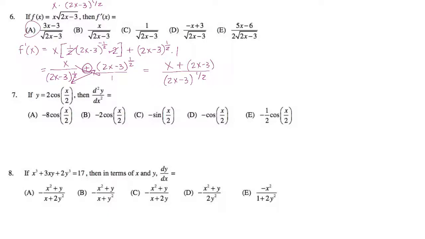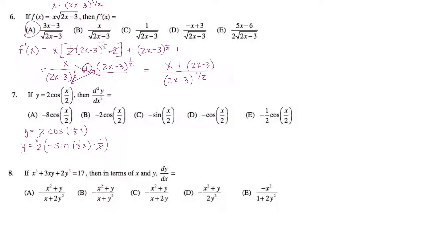Number 7, we need to find the second derivative, and I would start out by rewriting this to make it just a little bit easier to work with. And the way we would rewrite this, we have y equals 2 cosine, and instead of x over 2, I would write that 1/2 x. And so y prime, your coefficient just moves down, and the derivative of cosine is going to be negative sine of 1/2 x times the derivative of 1/2 x, which is 1/2.